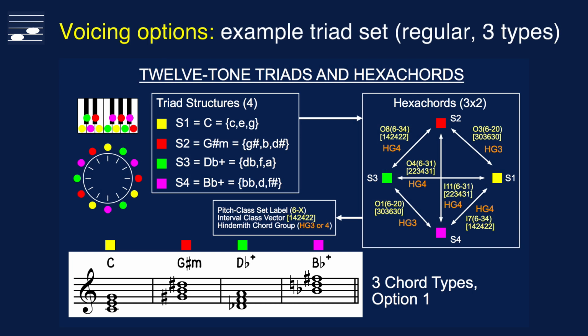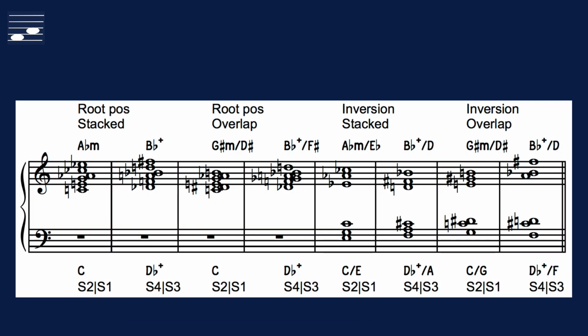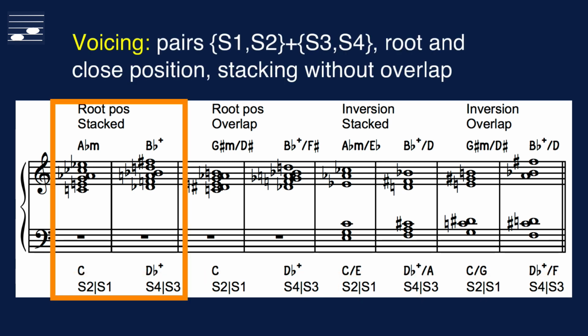I'll demonstrate polychord voicing options for the first pairwise combination option, S1 plus S2 versus S3 plus S4. This score shows various voicing options for the first permutation with S2 over S1 and S4 over S3. That is, the A-flat minor chord stacked on top of the C major triad and B-flat augmented over D-flat augmented. The first voicing demonstrates the polychords for the lower triad in root position and stacking both triads without pitch overlap.